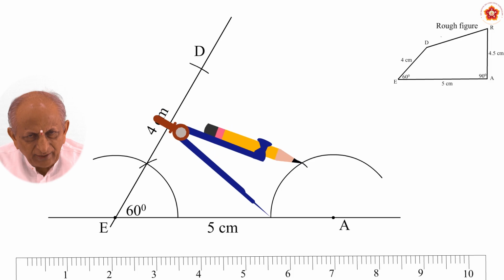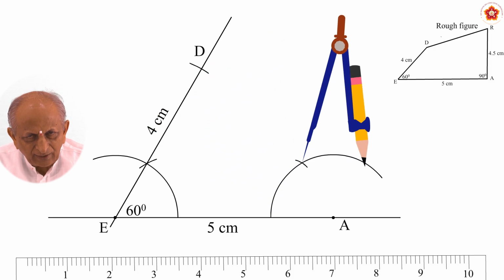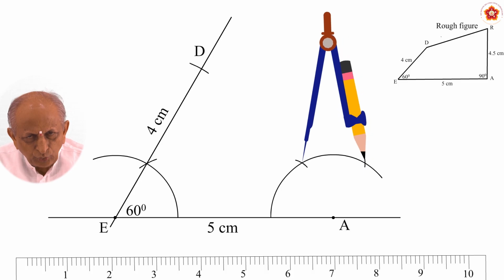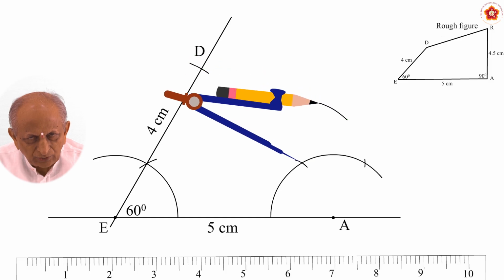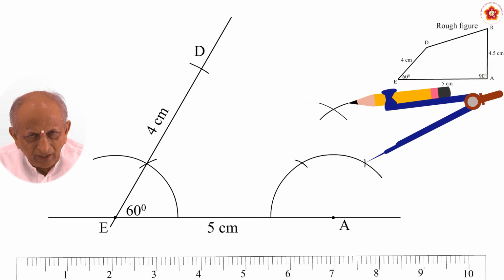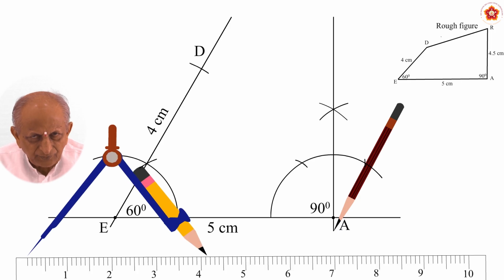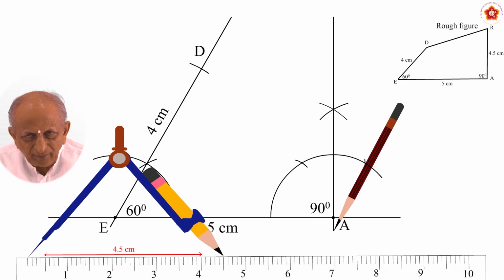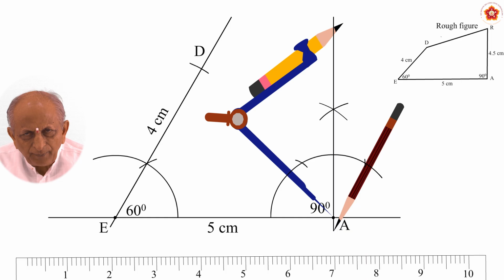Draw an arc of convenient radius and draw 2 more arcs, and with those 2 arcs as centers, draw 2 more arcs to cut at a point. Now you join this to A. So you are getting a perpendicular line. Now one more measurement is given, that AR is 4.5 centimeters.